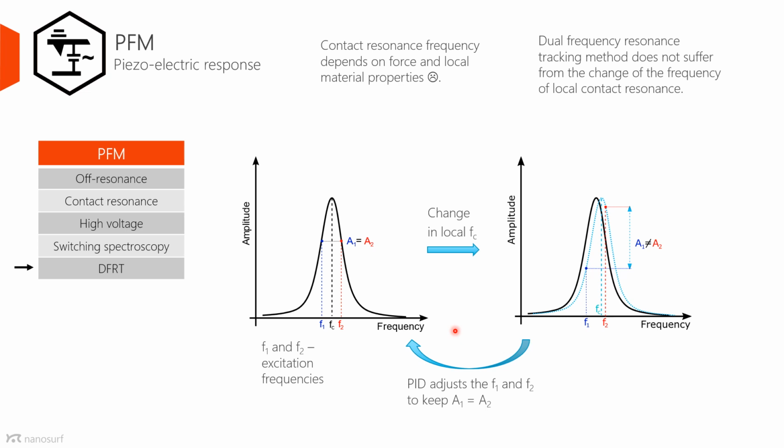To track the frequency of contact resonance, one could excite the sample with additional frequencies on each side of the resonance peak, on the left and on the right, such that the signals at these frequencies have the same amplitudes. Now, if the resonance shifts in one direction or another, the amplitudes of the signal at these frequencies would immediately become unequal. One could build a PID controller that would adjust the two frequencies to minimize the difference in signal amplitudes, and in that way effectively track the contact resonance.